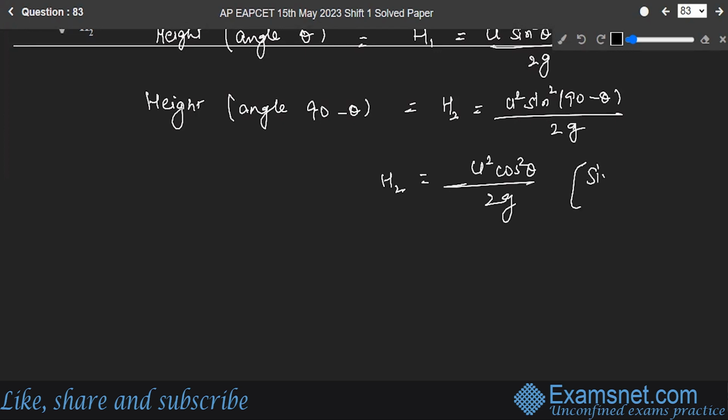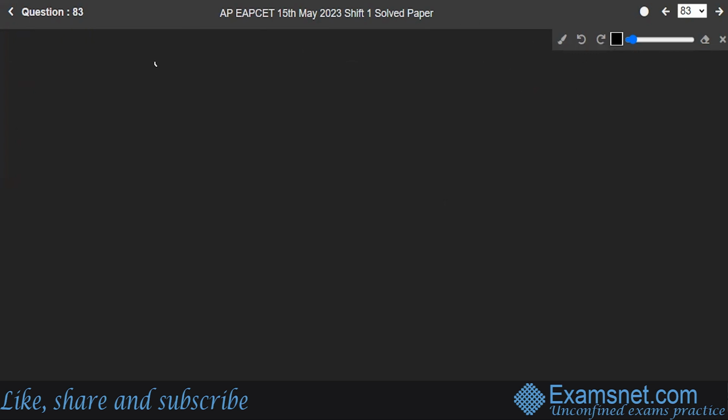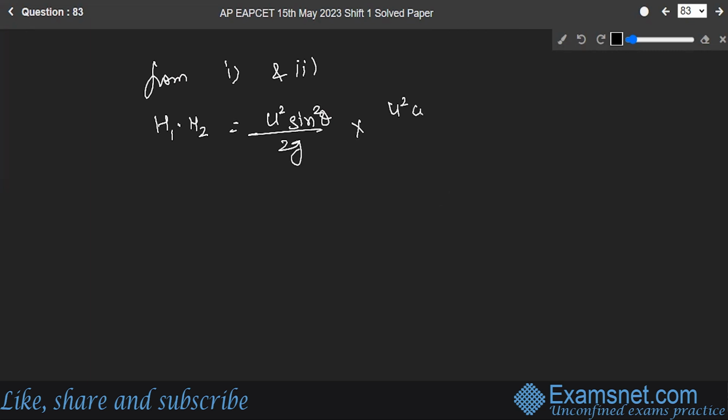I hope you know this. Sine 90 minus theta is equal to cos theta, right? So let's say this is equation 1 and this is equation 2. Now, from equation 1 and 2, let's multiply h1 and h2. You will have u square sine square theta upon 2g multiplied by u square cos square theta upon 2g.